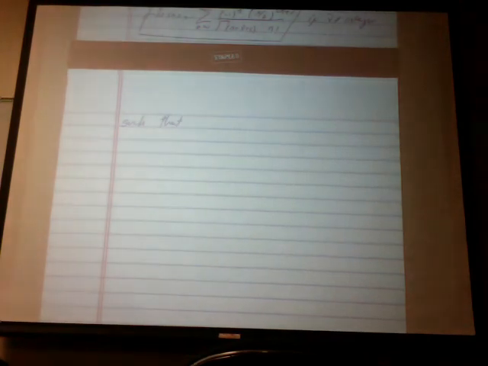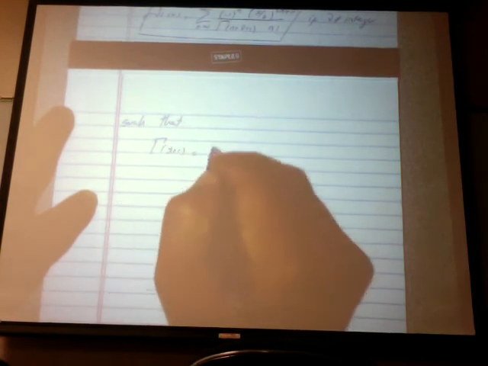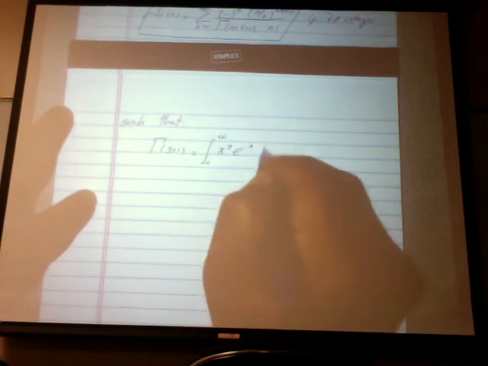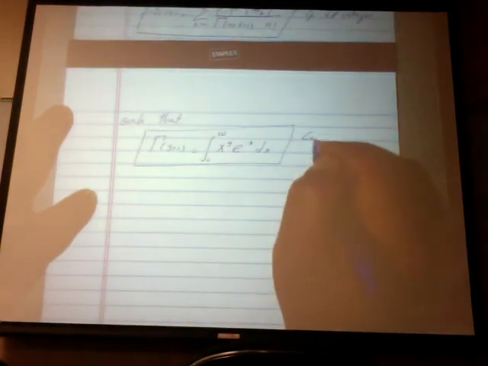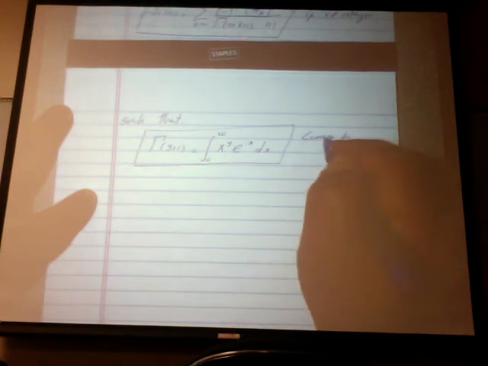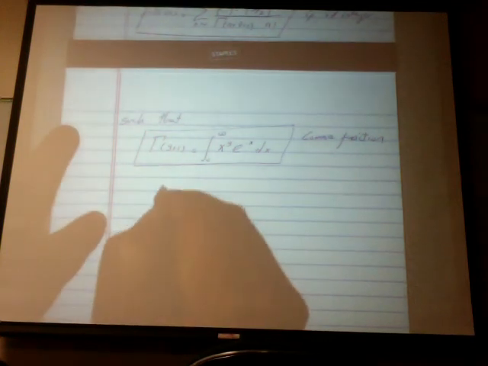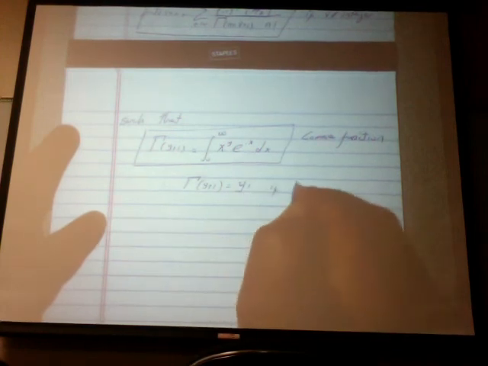the gamma function of y plus 1 is equal to the integral from 0 to infinity of x to the y times e to the minus x dx. It's called the gamma function, such that the gamma function of y plus 1 is equal to y factorial if y is an integer.